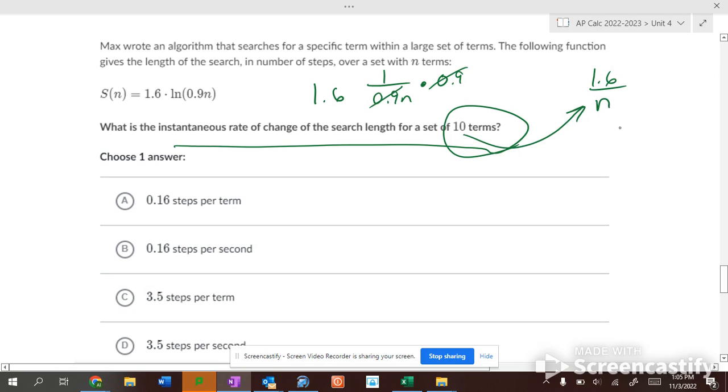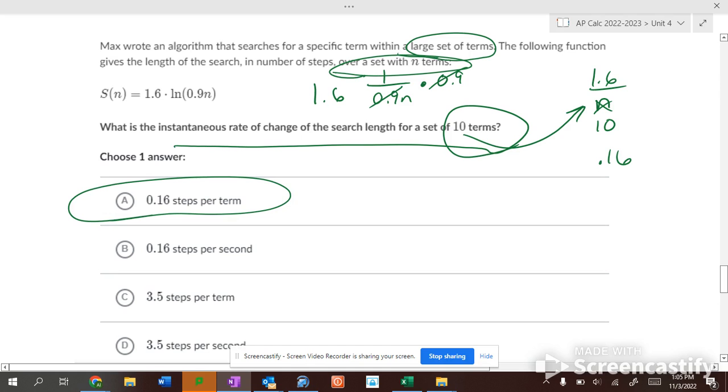If we plug in 10 for this, we get 0.16. So it's 0.16. Is it steps per second or steps per term? Because we're talking about the number of terms over the set of n terms. Do we talk about seconds at all? No, we just talk about terms, the number of steps per term.